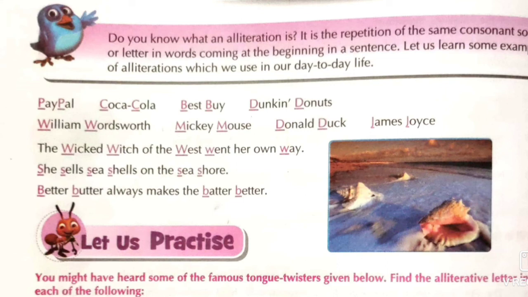Students, next here are three sentences. The first is: the wicked witch of the west went her own way. In this sentence, W is repeated many times. So the letter W is the alliteration in this sentence.